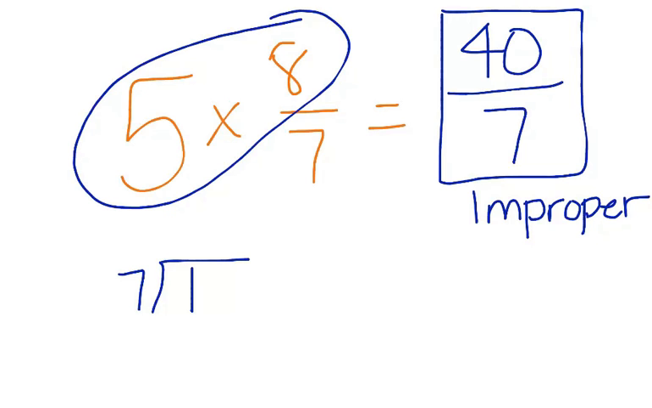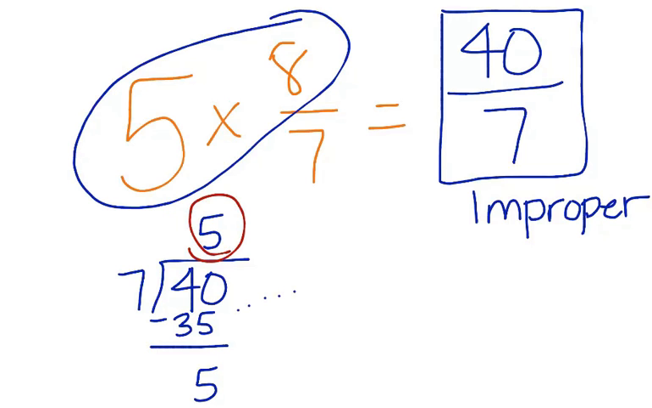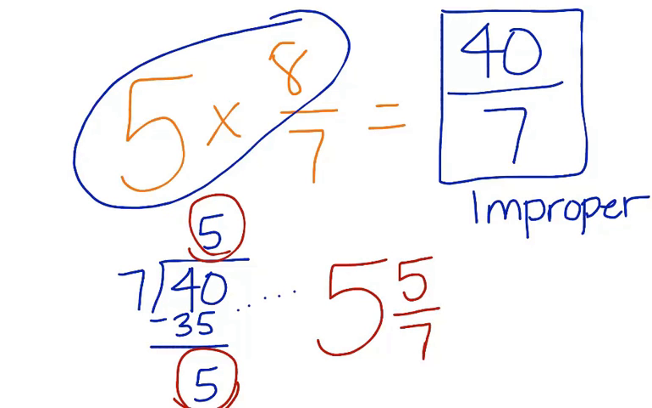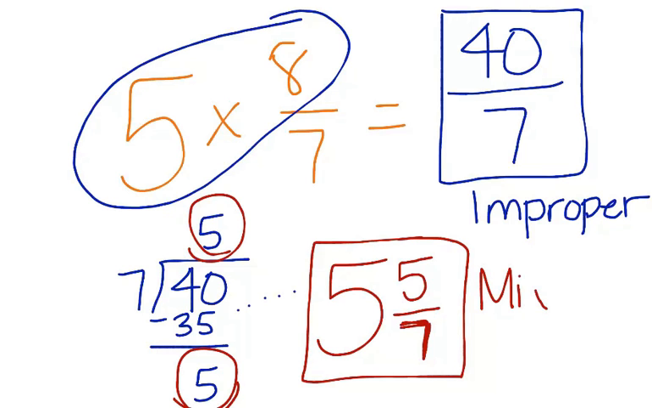So let's see how many times will 7 go into 40. Okay, let's try 5. 5 times 7 is 35. Let's subtract. Alright, put 35 in your pocket. 35, 36, 37, 38, 39, 40. So 5. Whatever is on the top is your whole number. Whatever's on the bottom is your numerator, and whatever your denominator is, stays the same. So 40/7 is also the same thing as 5 and 5/7 as a mixed number.